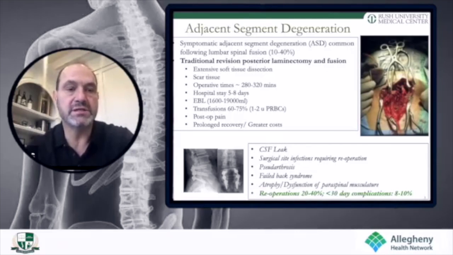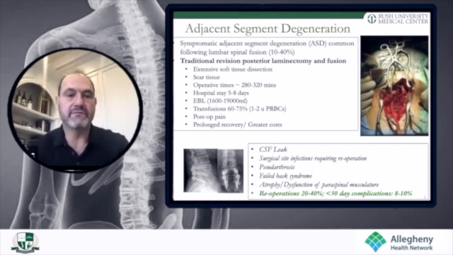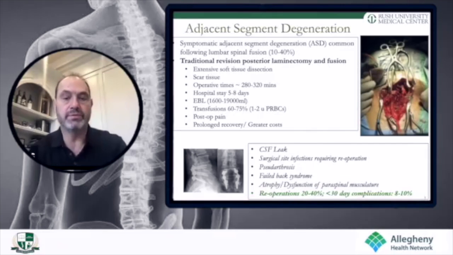There's usually extensive soft tissue dissection through scar tissue required, prolonged operative times as a result, hospital stays often up to a week, significant blood loss related to the revision posterior approaches, often leading to need for transfusions and prolonged recoveries. In addition, the difficulties are associated with significant complications, the risk of CSF leaks, surgical site infections given the large open posterior approach, pseudoarthrosis, and the generic failed back surgery syndrome group of patients.